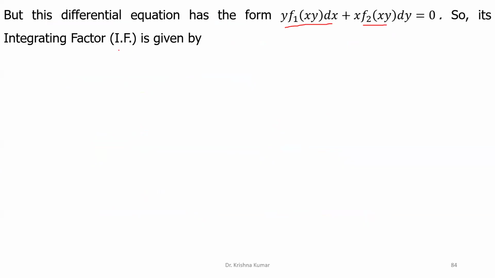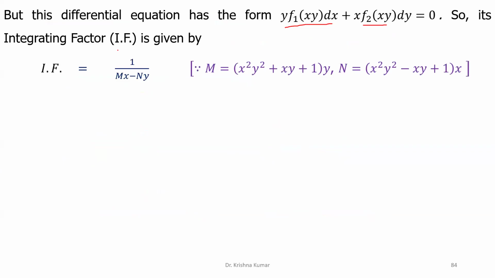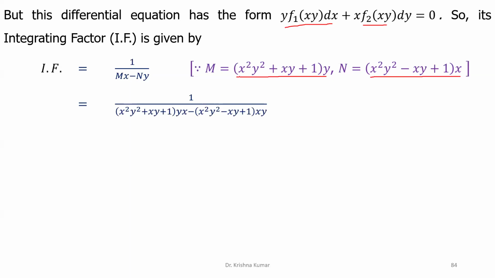So its integrating factor is given by 1 upon (Mx − Ny), where M = (x²y² + xy + 1) times y and N = (x²y² − xy + 1) times x. Let us multiply over here. Again, we have to multiply M by x and N by y. So we have (x²y² + xy + 1) into yx − (x²y² − xy + 1) into xy.